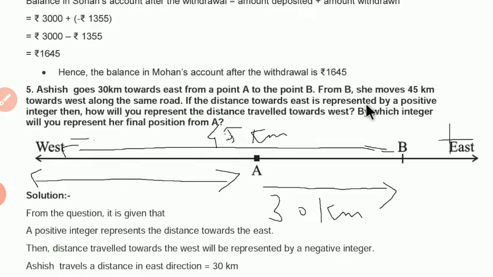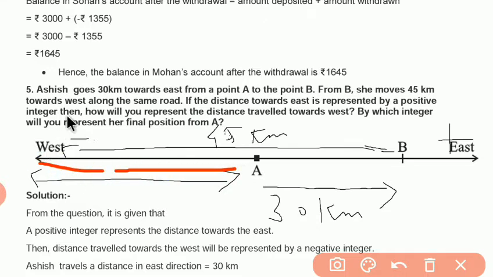If the distance towards east is represented by a positive integer, east is given as positive, how will you represent the distance traveled towards west? If east we are taking as positive, then we can say that the west direction will be negative because it is opposite to east direction. By which integer will you represent her final position from A? Now we have to find her final position from A towards west. This much we have to find, from A to west, the position or the distance he has covered.